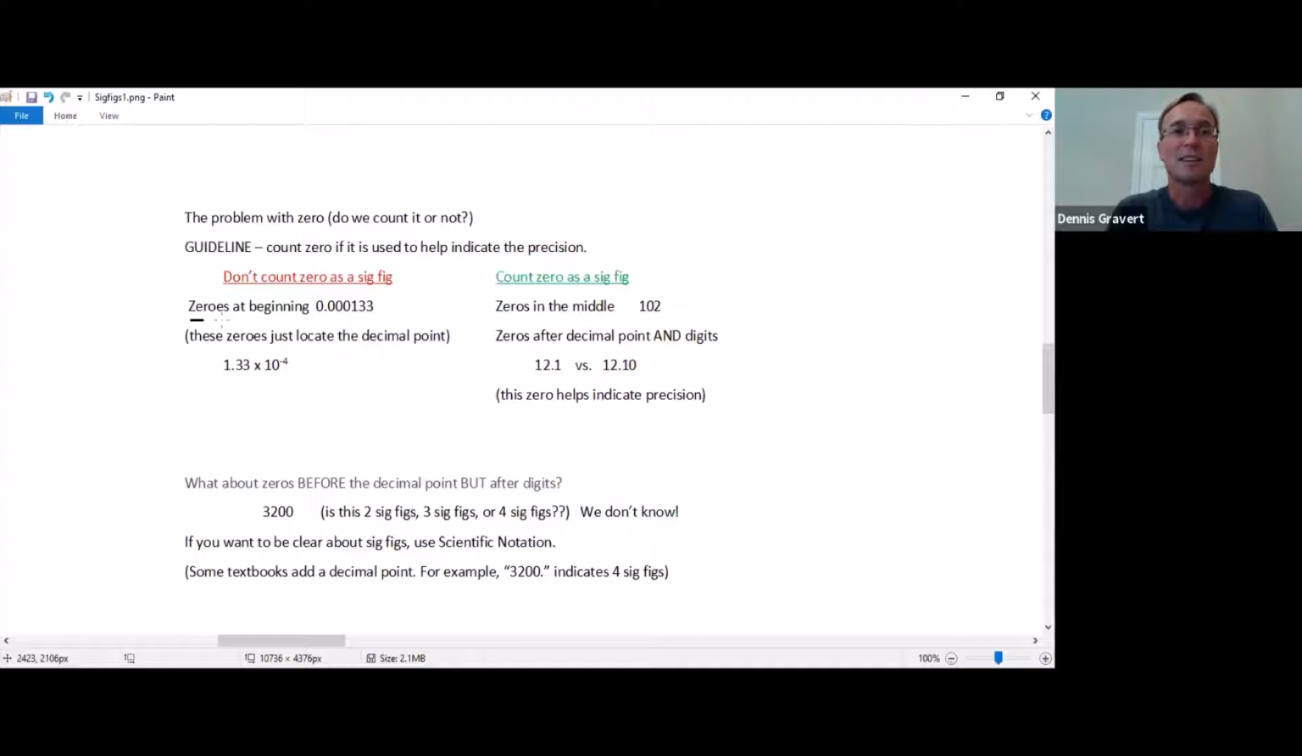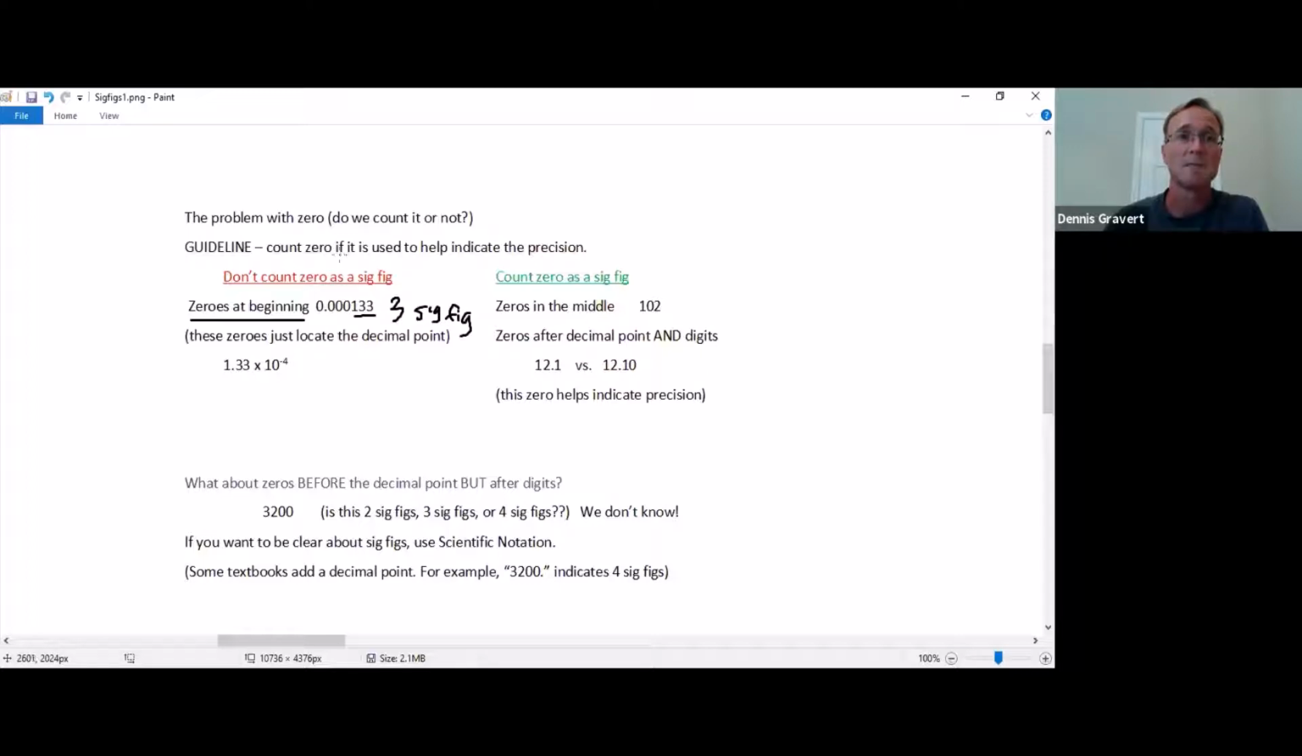If the 0 is in the beginning or it leads everything, you don't count them. So in this number, 0.000133, maybe it's meters. It turns out that these 4 zeros in front are just helping you identify where the decimal point is. You're not going to use those to say, ooh, it's really precise. No. The only thing precise here is the 133. There's only 3 sig figs in this number.